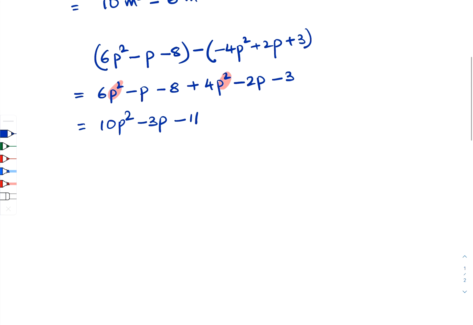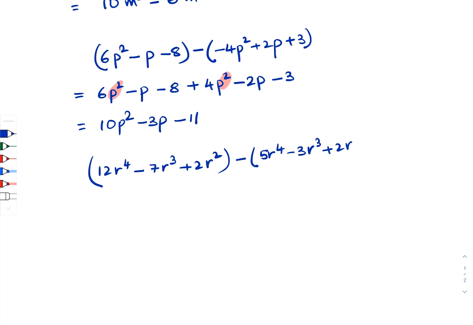Okay, so let's take, for example, 12r raised to the power 4 minus 7r raised to the third plus 2r raised to the second. That's one group. Minus the group 5r raised to the fourth minus 3r raised to the third plus 2r raised to the second plus 1. That's the second group. All right, so let's go ahead and apply what we learned.